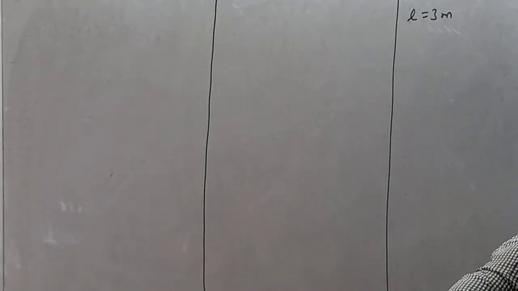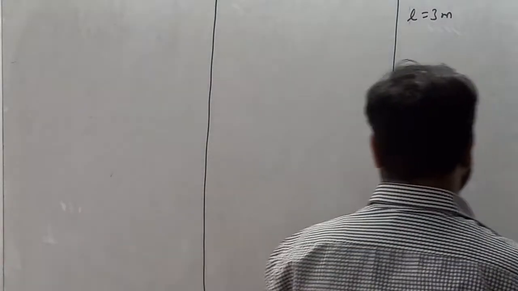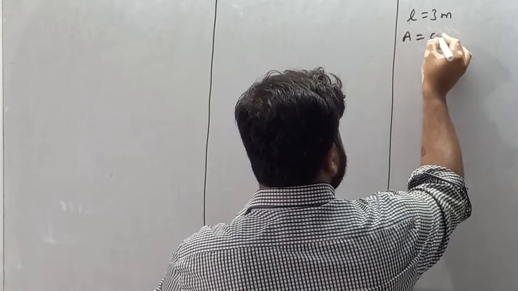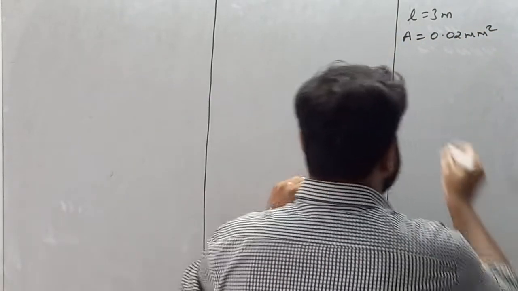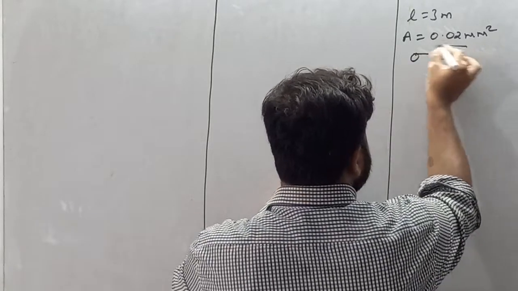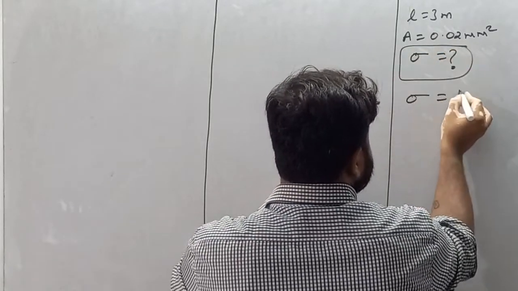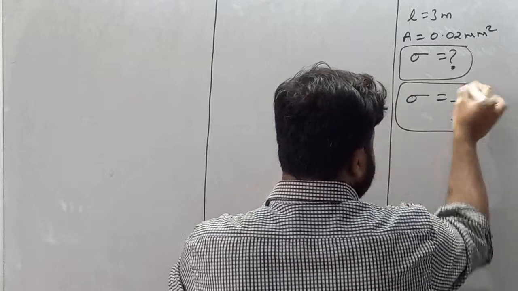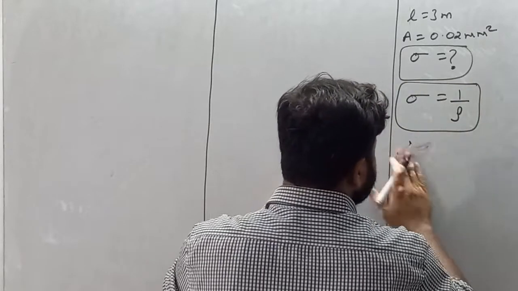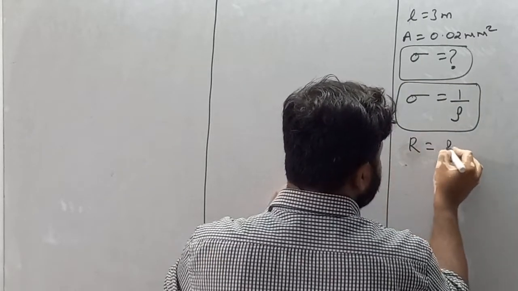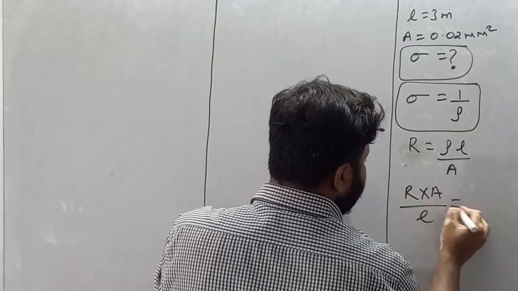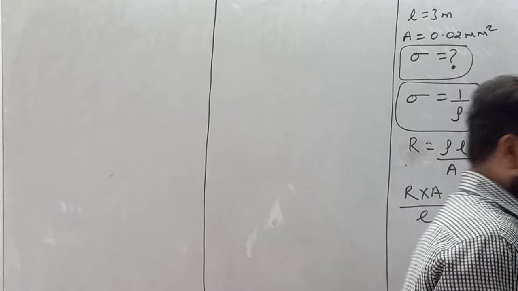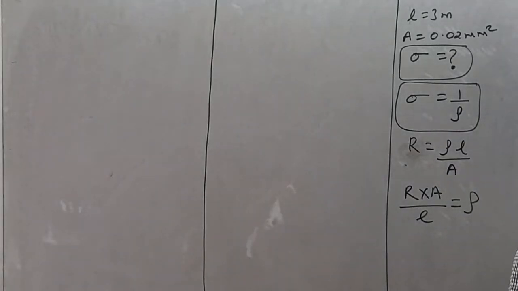Area of cross section is 0.02 mm square. We have to find its conductivity, and we know that conductivity is the reciprocal of resistivity. We know the relation R is equal to rho L by A, so R into A by L is equal to rho. The conductor has a resistance of 2 ohm.